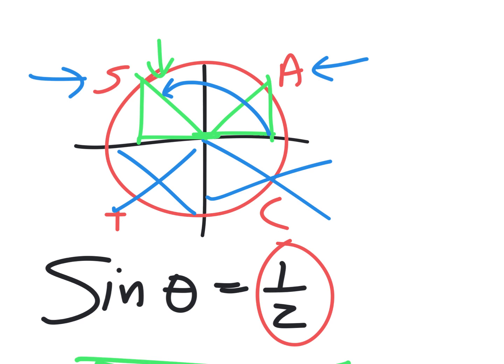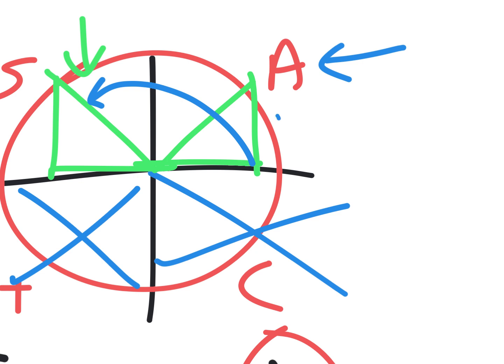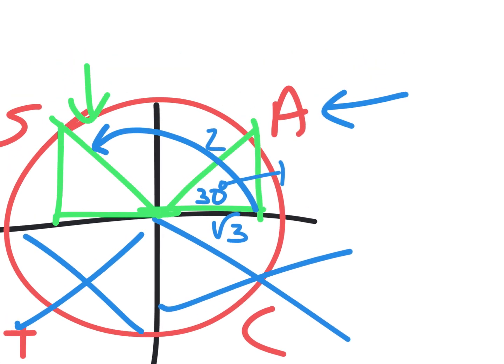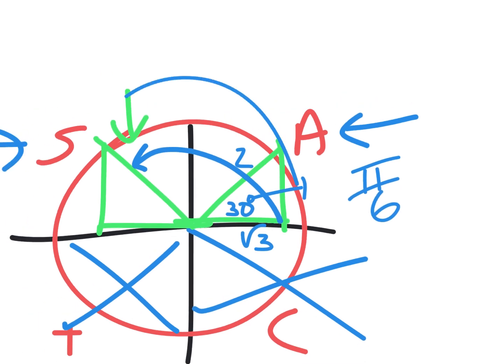Okay, good. Then, here's what you should have been thinking. Sine is opposite over hypotenuse, and this is square root of 3. The one across from the 1 is a 30, and that's AKA pi over 6. And if pi over 6 is one of the answers, the other answer is a whole bunch of pi over 6s, 5 pi over 6. Who had that right? Good.